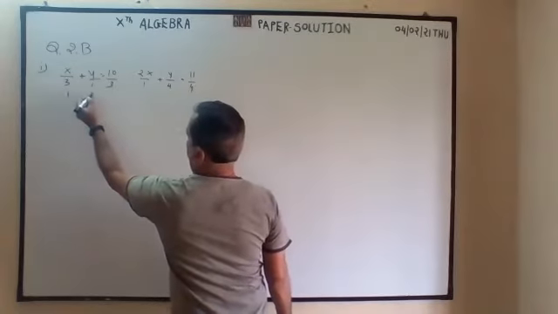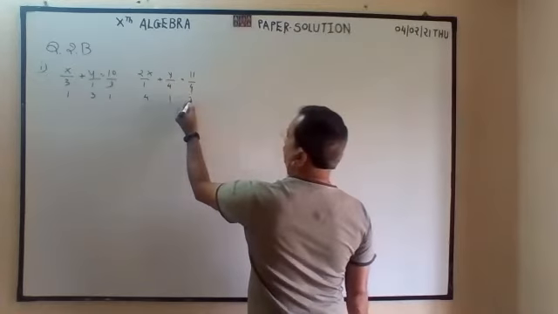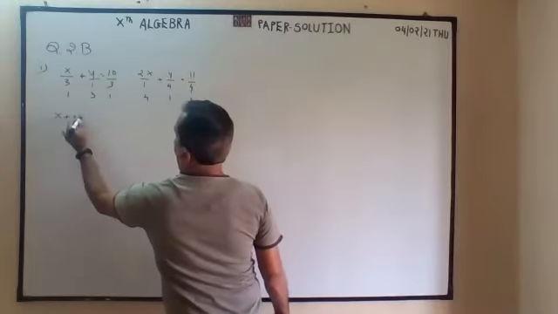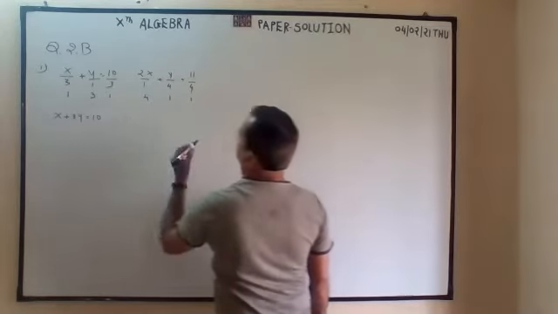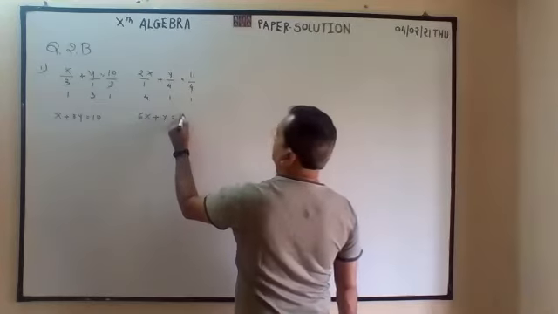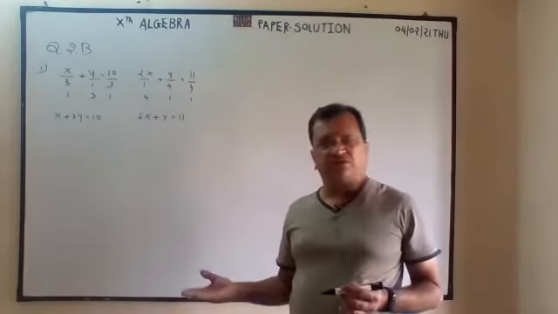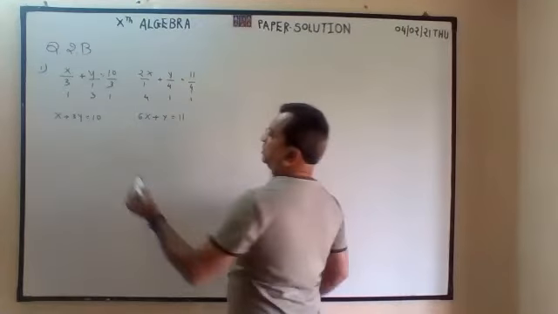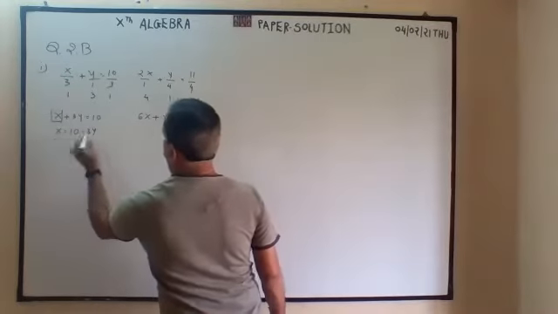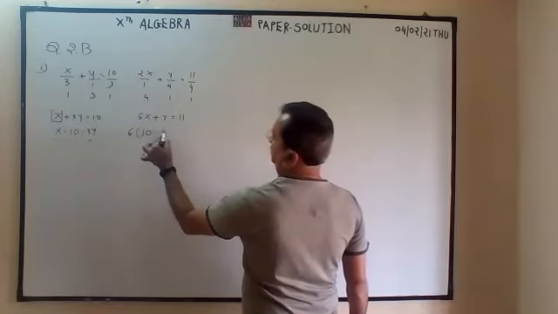3 ones are 3, 3 threes are 9... Now this will multiply by this. So x plus 3y is equal to 10. 6x plus y is equal to 11. So you can make the equation equal also. You can substitute this x is equal to 10 minus 3y also. This is the best way. What is x? 10 minus 3y.